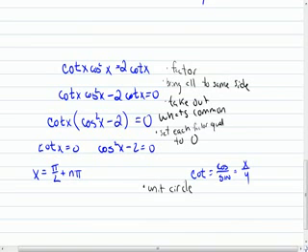So for this one over here, we're going to do what we did with the last problem. We have cosine squared x equals 2, and we're going to extract the square roots, and we get cosine is plus or minus the square root of 2. Take a look at your unit circle. Where on your unit circle do you see the square root of 2?